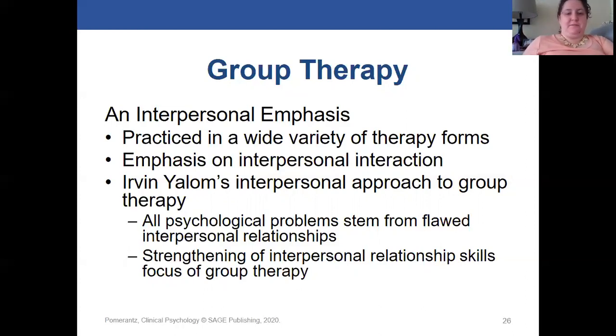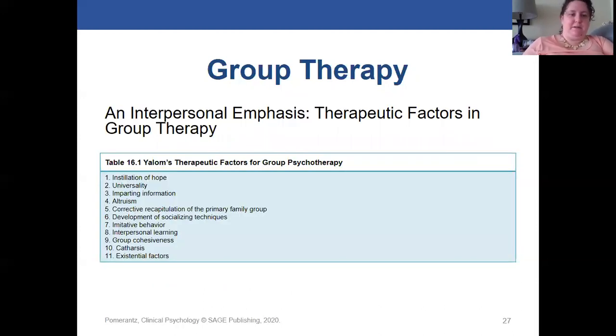And this partially comes from Yalom's idea, and really an interpersonal or humanistic idea, that all psychological problems are from flawed interpersonal relationships, and strengthening these relationship skills is partially the focus of therapy. So these are Yalom's therapeutic factors for group therapy. And you can see that a lot of these are similar to other things we talked about for other therapies, right? But some things are really specific here, like interpersonal learning and group cohesiveness.